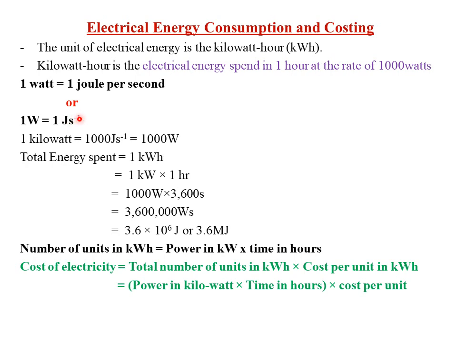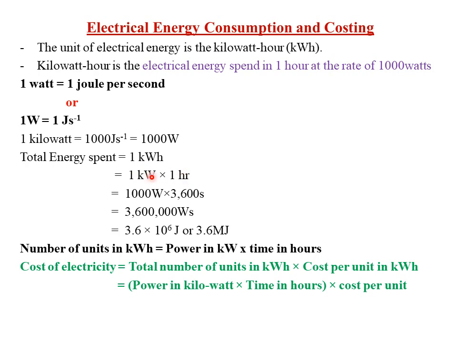Remember, s to the power negative 1 means that we are talking of joules divided by seconds. Therefore, 1 kilowatt is equal to 1,000 joules per second, which is simply equal to 1,000 watt, because joules per second is work done divided by time, which is power, and the unit for power is the watt. If you want to find the total energy spent, 1 kilowatt hour is equal to 1 kilowatt multiplied by 1 hour.